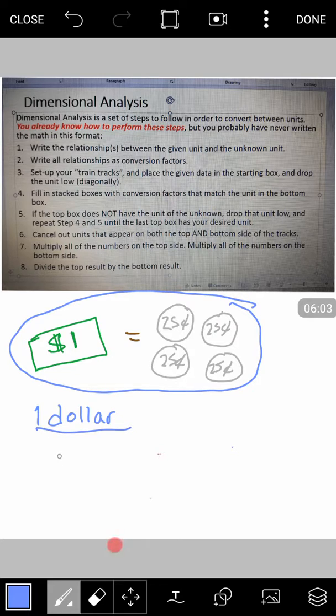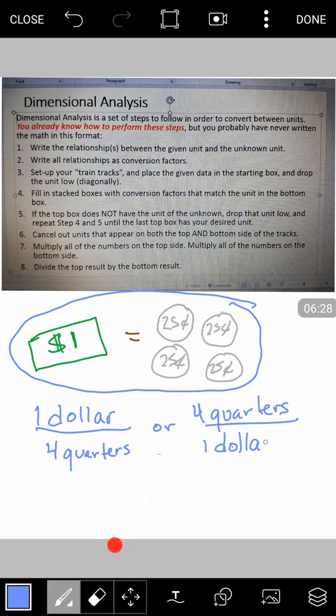$1 equals 4 quarters, so I'm going to write $1 on top of 4 quarters. Okay, that's a fraction. I just wrote one thing above the other. Simple fraction. I could also write it the other way, because who says that it has to be $1 over 4 quarters? It could be 4 quarters over $1. Is there a difference between me saying $1 is 4 quarters and 4 quarters is $1? There is no difference between that. So I can write the fraction either way.